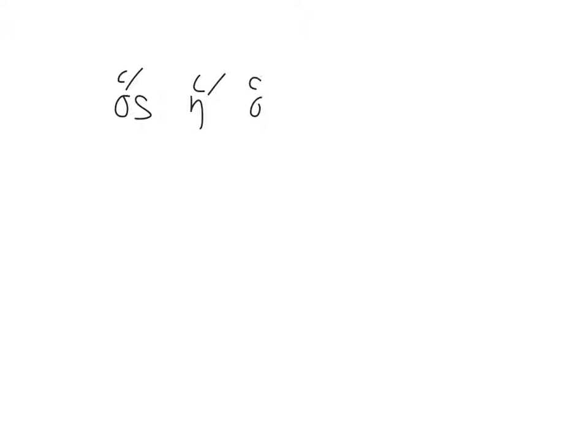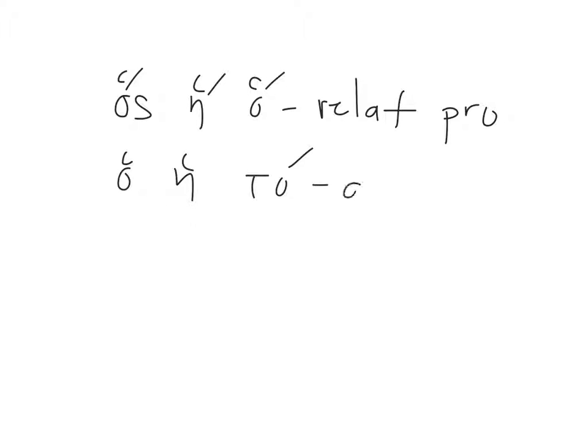Hos, he, ho, relative pronoun. Who, which, what. Another one. Ho, he, to. Very important one that you'll see all over the text. This is the demonstrative. This is the word the. It doesn't have the nu in the neuter nominative, neuter accusative, and vocative singular. That's the only real difference between that and kalos, kale, kalon, but write it out. Practice writing out ho, he, and to.